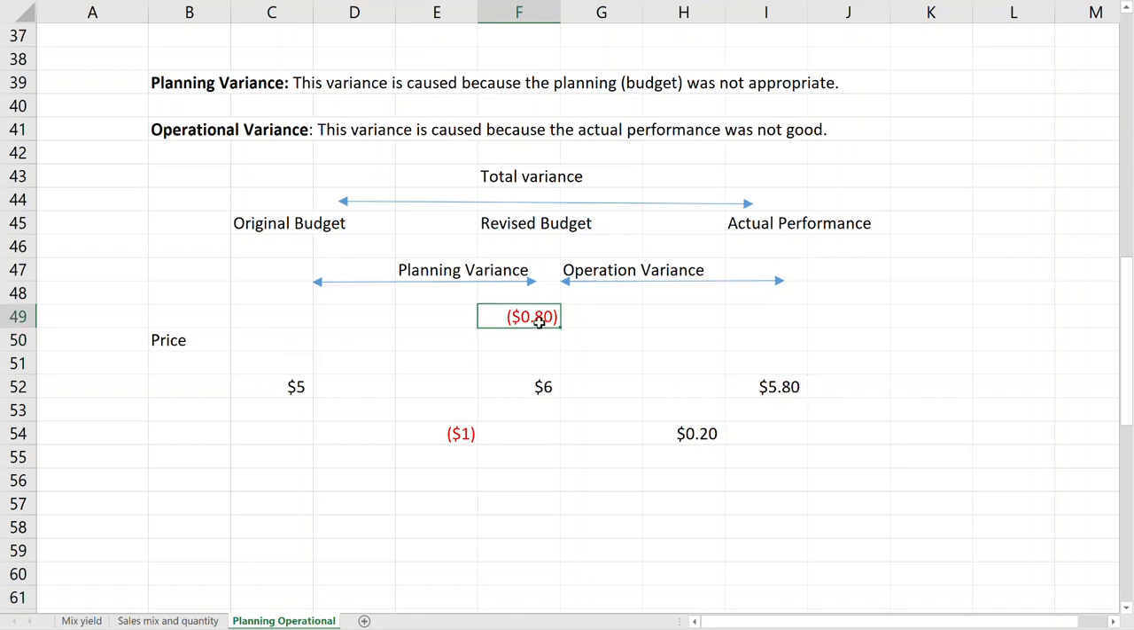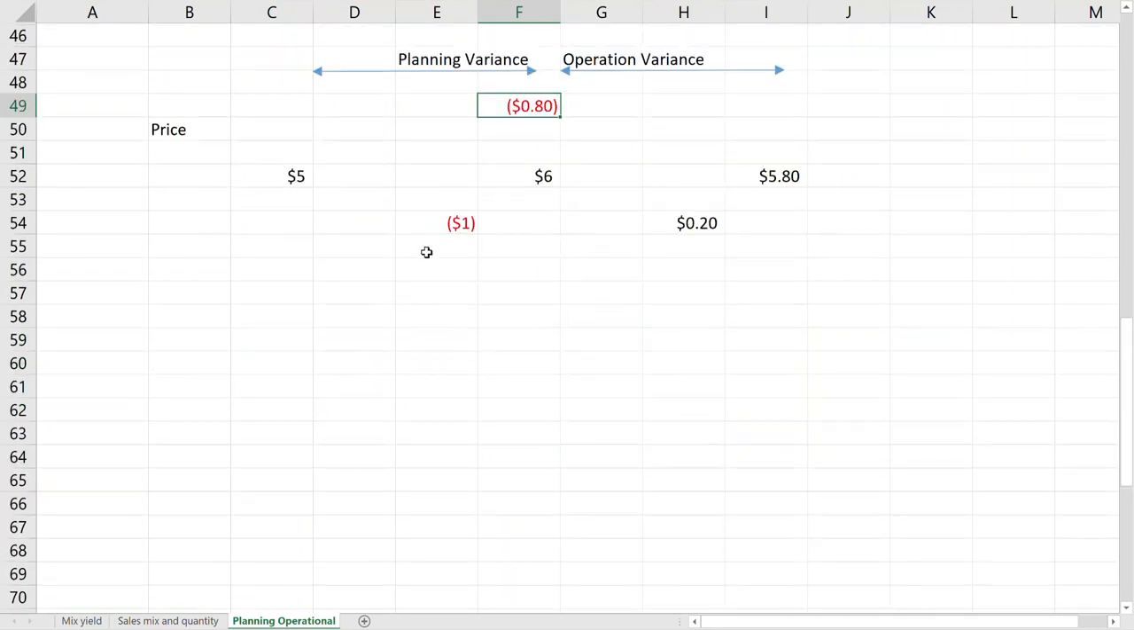Now putting this whole thing on the operational manager is not good. Actually $1 is the responsibility of the planning, the one who is involved in the standard setting. The performance of the operational manager is actually good. If we don't understand, we would think that he hasn't performed well, when actually we have to reward the operational manager for the performance. Okay? Now we have to know in total.